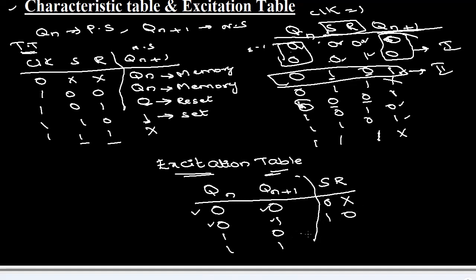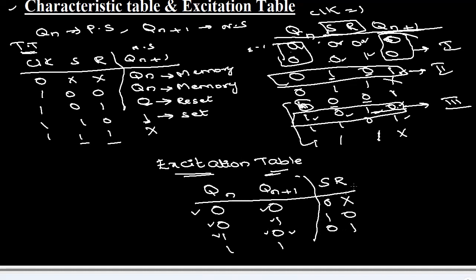Now coming to Qn is 1, Qn plus 1 is 0. Of these four conditions where Qn is 1, we check Qn plus 1, and only this condition has Qn plus 1 as 0. So this is the third case. In the third case, S value is 0 and R value is 1.